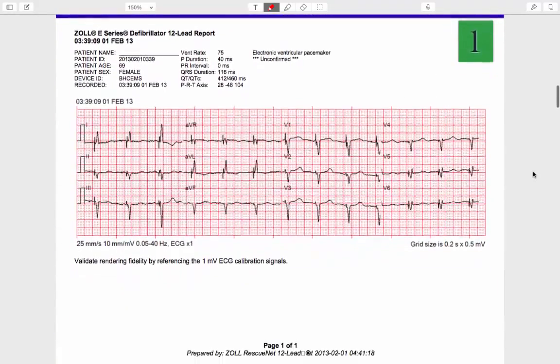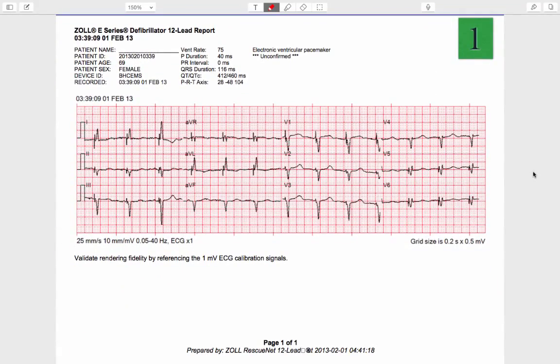Okay, here's EKG number 1. And in this case, what we see is a very regular rhythm at a rate of 75. The PRI is not measurable. The QRS is less than 120, although just barely. And the QTC is just a hair over the limit.